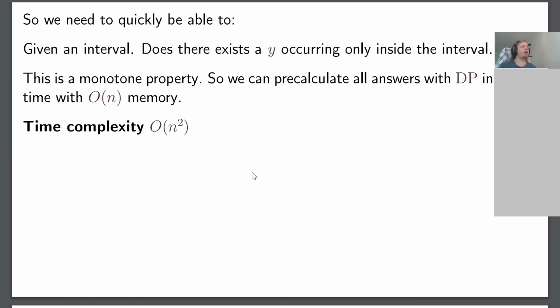Okay, and some conclusion here. The time complexity of the solution will be order n squared, and the memory complexity will be order n. Sorry for the error in the author solution there.